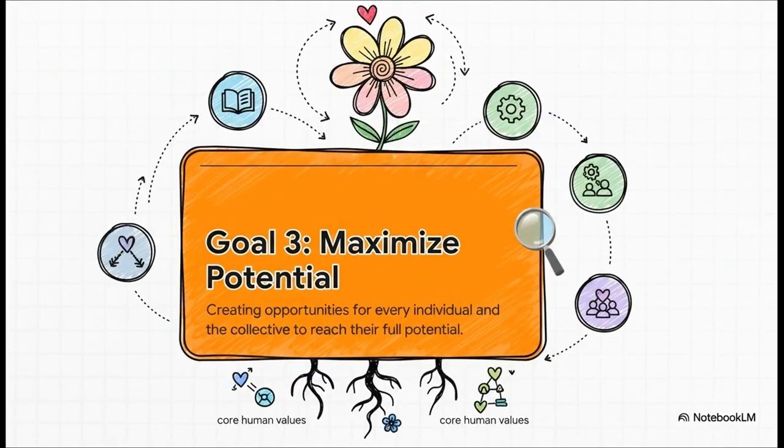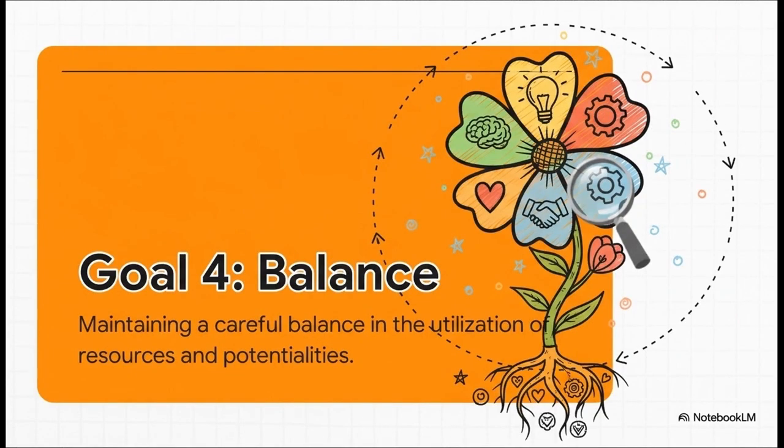Now, this goal might sound a little like the last one, but it's different in a really important way. The last one was about using what we have. This one is about developing what we could be. It's all about creating opportunities so that every single person, and the community as a whole, can reach their absolute full potential. So you're maximizing what you have, and you're maximizing what you could become.